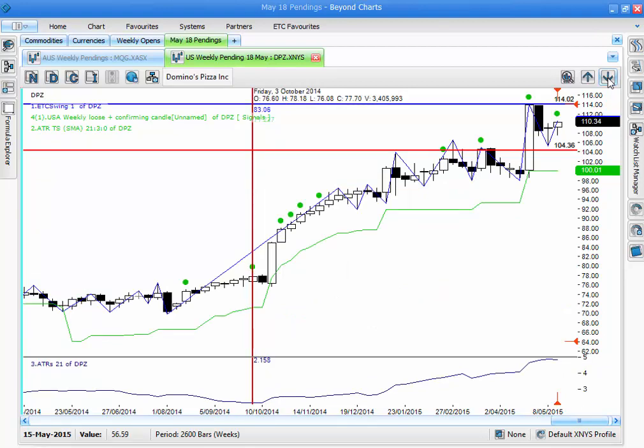DPZ. Anybody hungry? Domino's Pizza. Again, price has retraced. It's just last week put in a confirming bullish candle. Let's look at our price action to start with. Is this trough at or above the second from last peak? Yes, it is. Let's go and have a look.